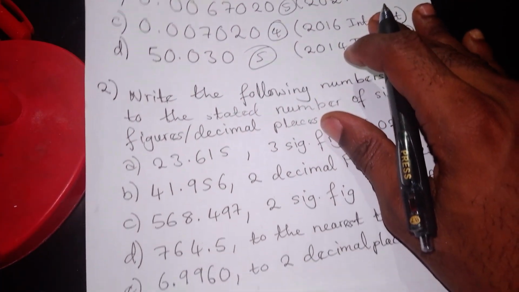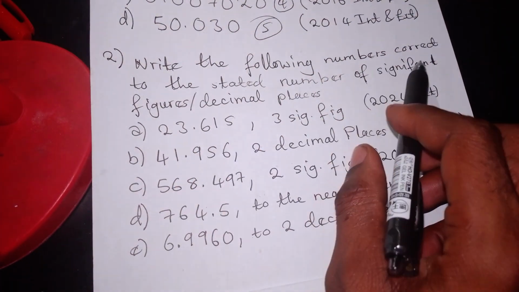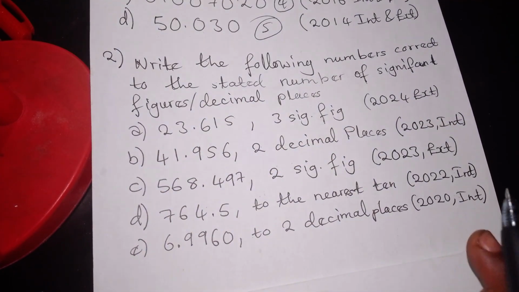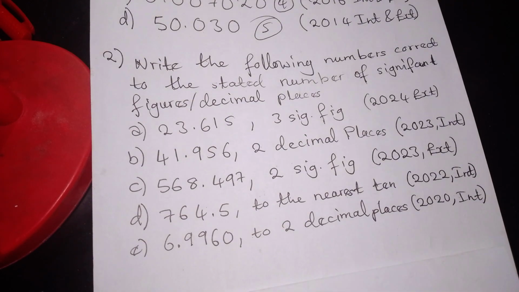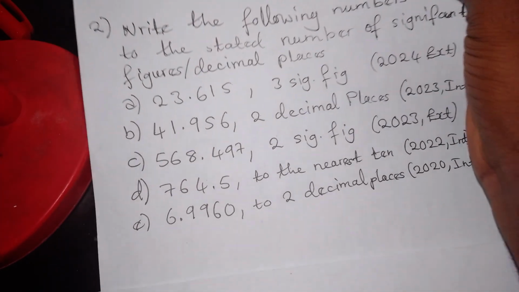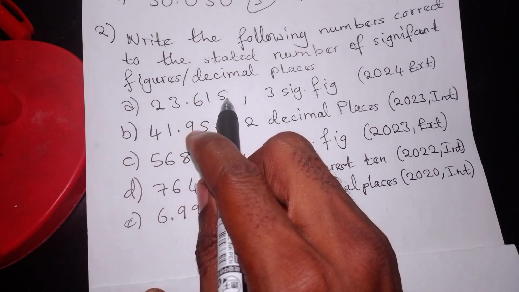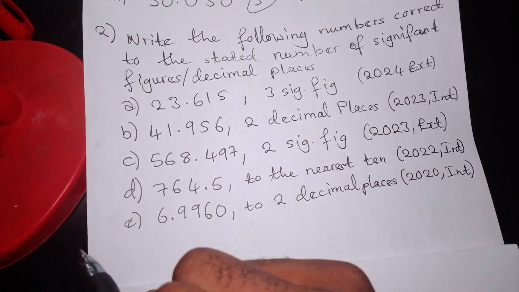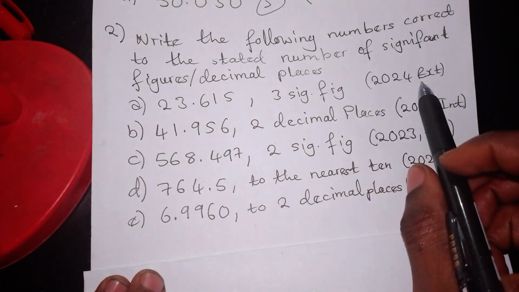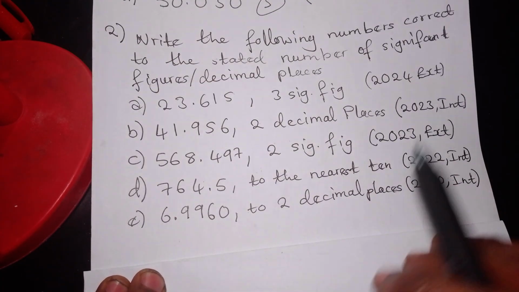And then we can move on to question 2. Write the following numbers correct to the stated number of significant figures or decimal places or whatever they ask you to do. So in this case, we are rounding numbers off. The first one is 23.615. We want to round this number correct to 3 significant figures. I got this from a 2024 mathematics paper 1. This was an external paper.